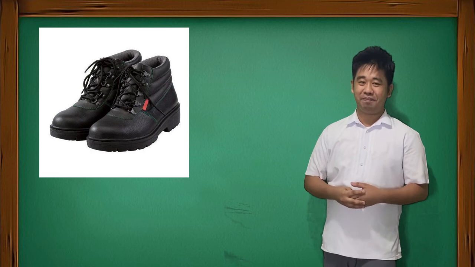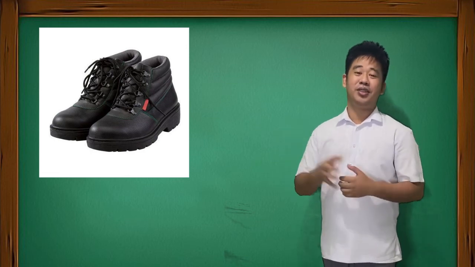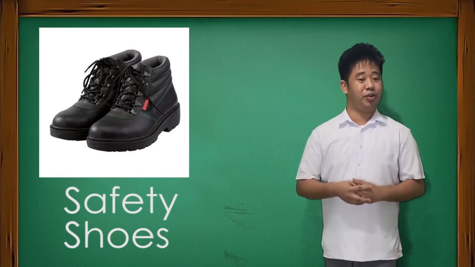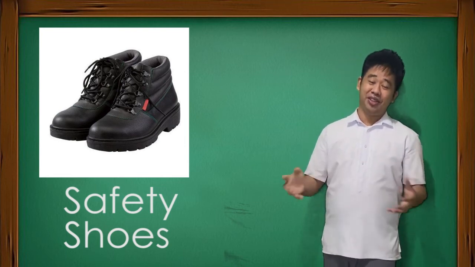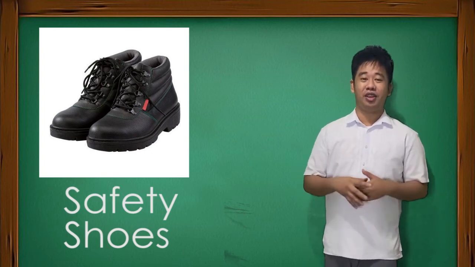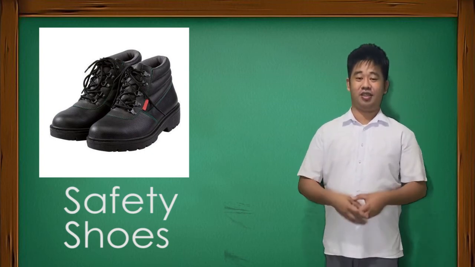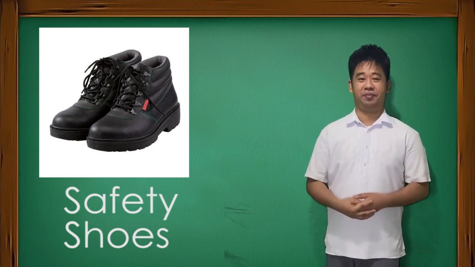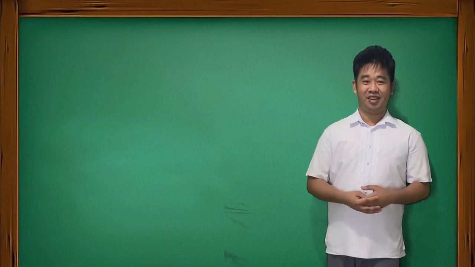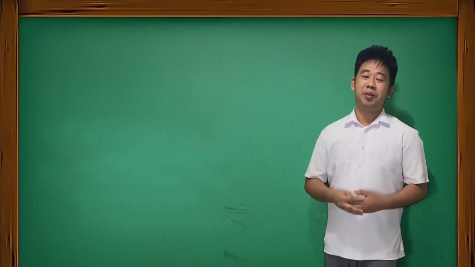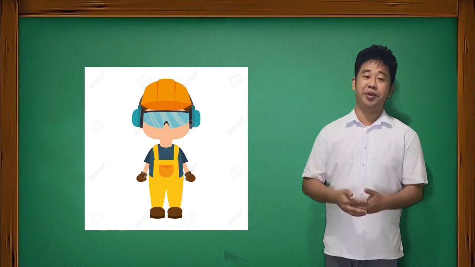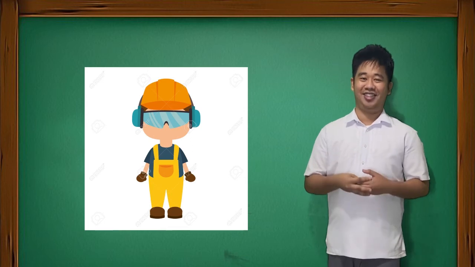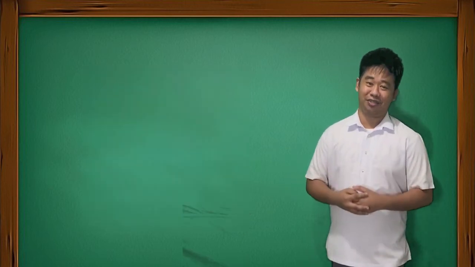Yes, Rose Ann again. Very good. This one is safety shoes. What is the usage of safety shoes, Maria? Very good. It is used to protect our feet from sharp materials, such as nails, screws, and metal scrap. Is that clear? Very good. Again, PPE are equipment worn by the workers to minimize the exposure to workplace hazard. Let us now proceed to our next activity.